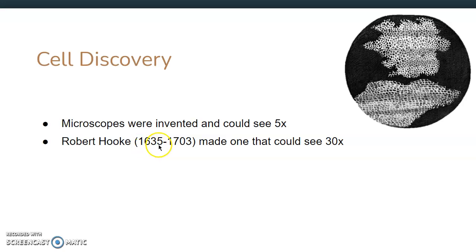He was born in 1635 and died in 1703. So this is about our time period, around the 1600s. And he made a microscope that could see 30 times better. So it was 6 times better than the other microscopes at the time. Robert Hooke was also an English philosopher, but he was interested in all science and really understanding how the world worked.